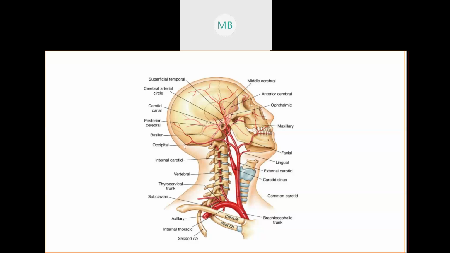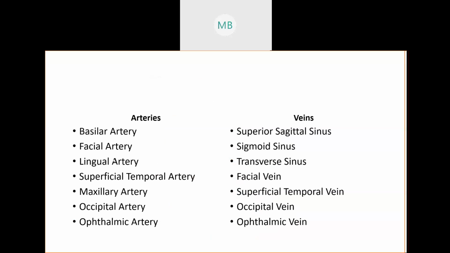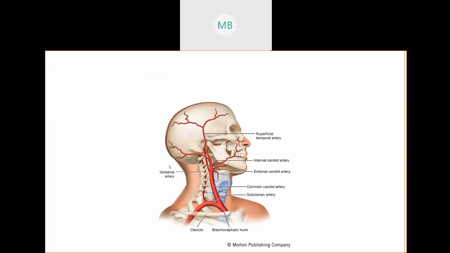But you do have this other branch off of the external carotid here that goes to the back of the head. And you remember that this bone here in the back of your skull is called the occipital bone. You have an artery that goes to it, and that is called the occipital artery. Right? And that should cover all of the arteries that you need to know minus basilar. So we've done facial, lingual, superficial temporal, maxillary, occipital, and ophthalmic.